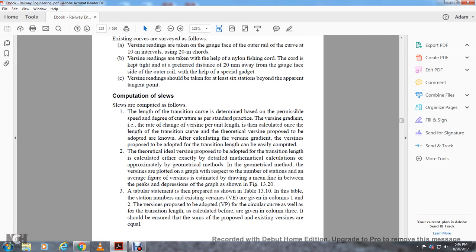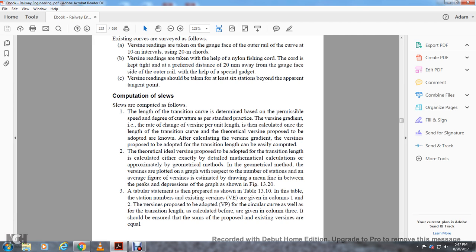Therefore, the theoretical idea of the versines with the proposed data of the transition length is calculated either by exact, detailed mathematical calculation or by an approximate geometrical method. The geometrical method of the versines is applied with a graph, with the number of stations, and the average figure of the versines is estimated by drawing the mean line in between the peaks and the depressions, as in the graph in figure 13.20.